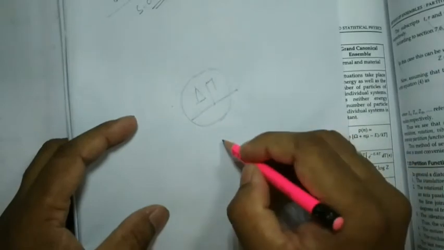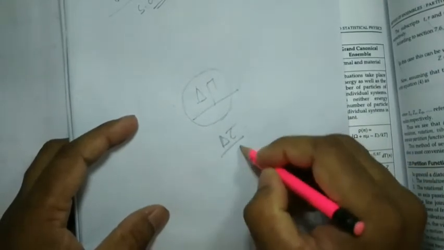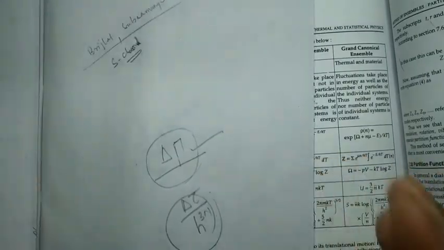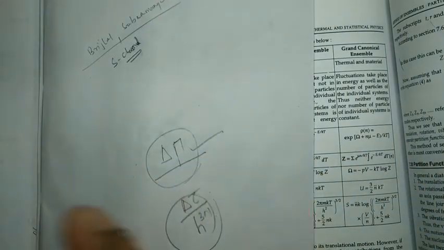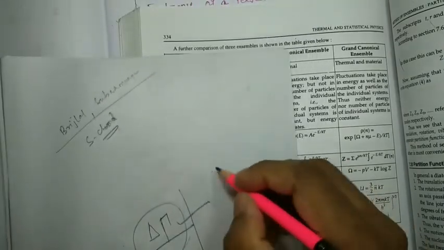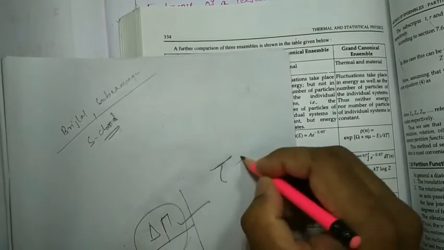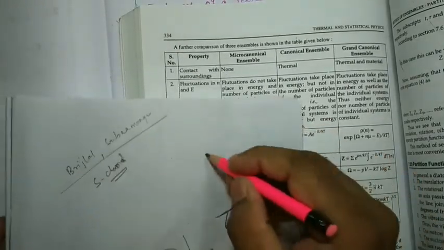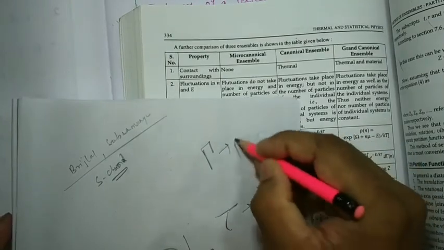You can ask, sir, you told that it is del tau by h to the power 3N, and here it is gamma. Again I am going to tell you, I already told you that in our note I have taken tau as the symbol for phase space. In this Satya Prakash book, they have taken the gamma symbol for phase space representation.